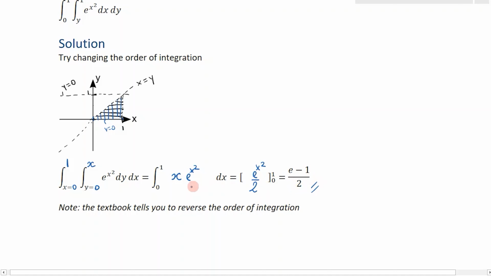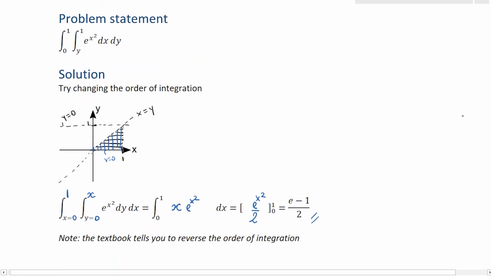Now, in the textbook, you're actually told to reverse the order of integration, but I think after enough practice, you should be able to know when it's a good idea to swap the order of integration and when you should try and evaluate directly.